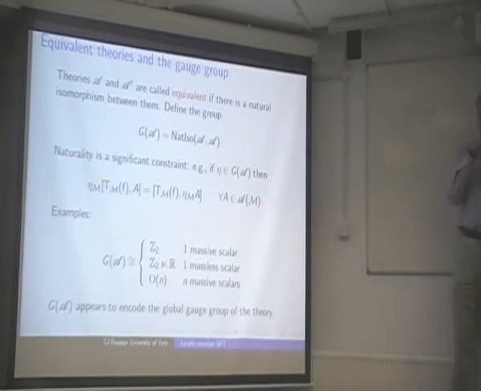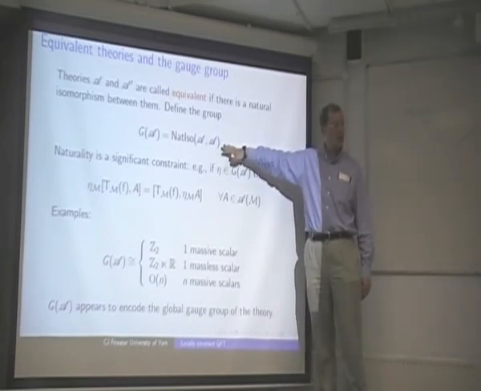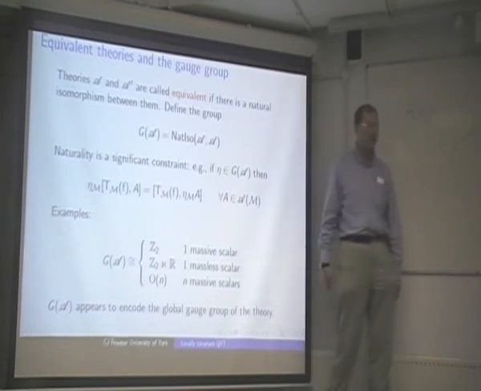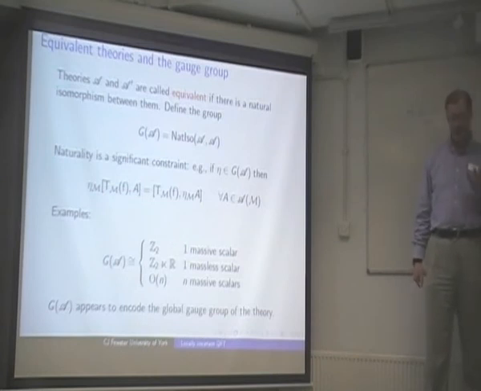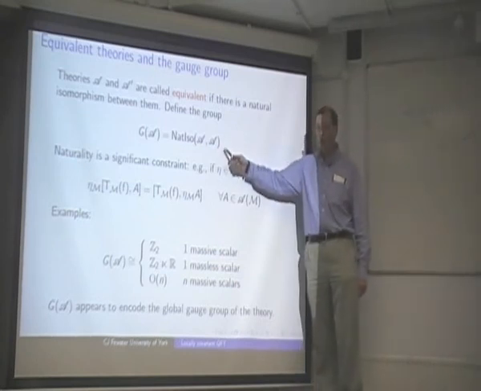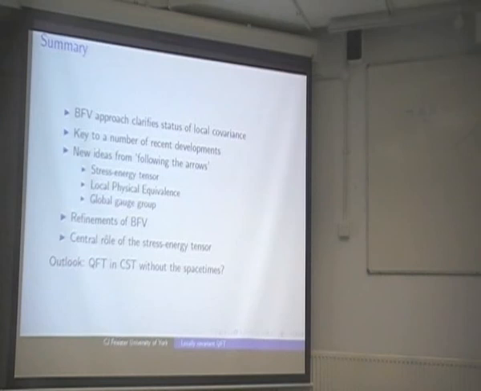And if you do that, you'll find that instead of being what I expected, which was a very, very large set of things, you get a very, very small thing. In fact, you get Z2 if you have one massive field. So this naturality is an extremely strong constraint. And in fact, this G of A probably is the gauge group of the theory, the global gauge group of the theory. So that's what I'll say on that and conclude.